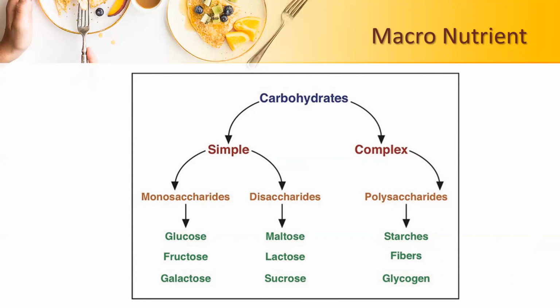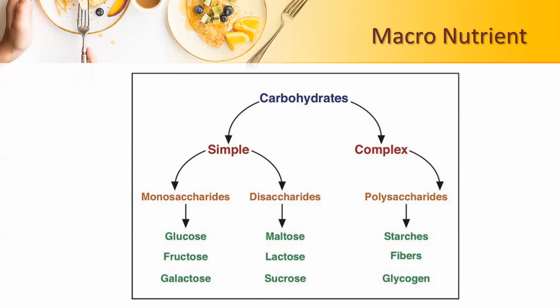Simple carbohydrate has monosaccharides and disaccharides. Monosaccharides are glucose, fructose, and galactose, and disaccharides are maltose, lactose, and sucrose. And the complex has polysaccharides. Polysaccharides fall in this category of three types: starch, fiber, and glycogen.